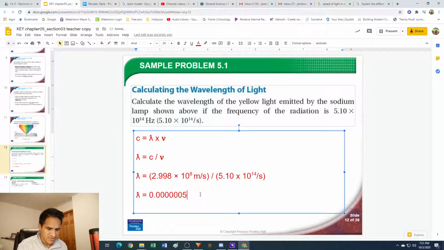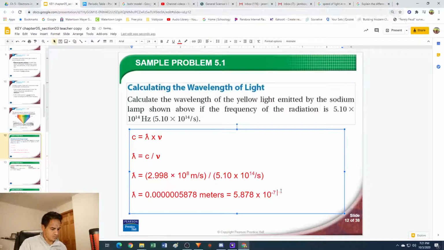So 5878. This is going to be in meters. But if you want to put it in scientific notation, it would be 5.878 times 10 to the, and let's see, we have to move it over 1, 2, 3, 4, 5, 6, 7 places to the right. So it's going to be -7 meters. There we go. Okay, so this is our wavelength emitted by that yellow light of sodium vapor in that lamp.